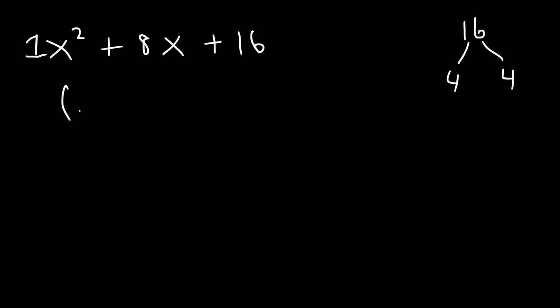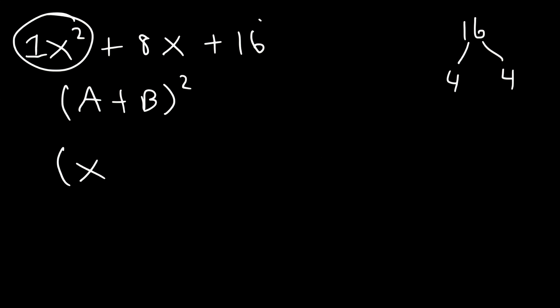So the equation is a plus b squared. So all you need to do is take the square root of x squared, which is x, the square root of 16, which is 4, and just write it like this. Now let's try another example.